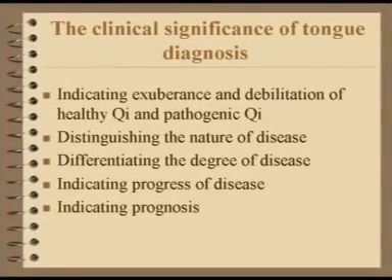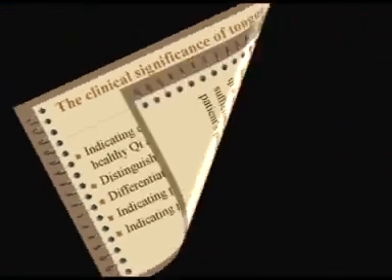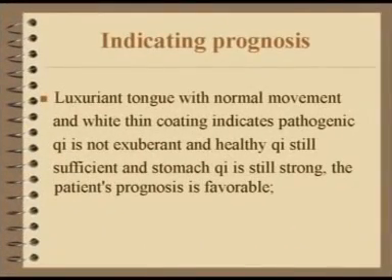The fifth aspect, the changes of the tongue can also indicate prognosis of the disease. A luxuriant tongue with normal movement and white thin coating indicates pathogenic qi is not exuberant and healthy qi is still sufficient. Stomach qi is still strong. The patient's prognosis is favorable.